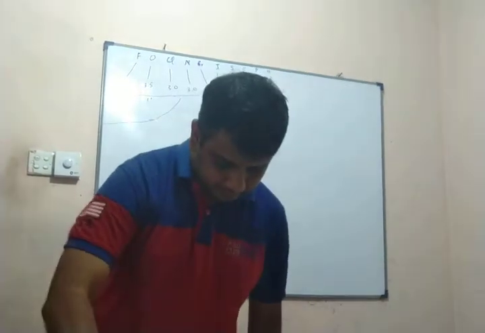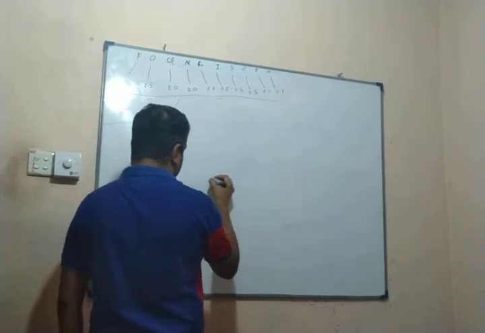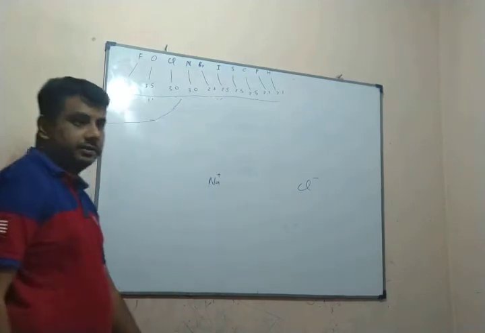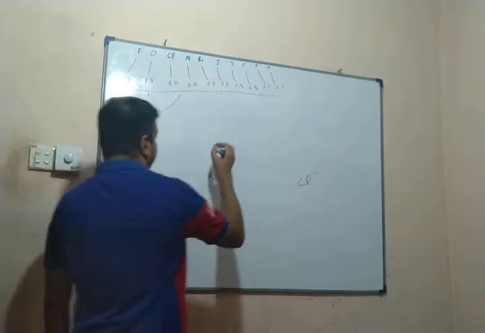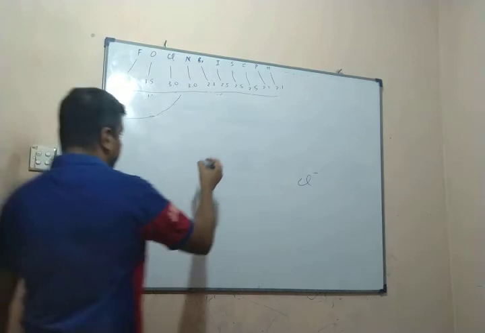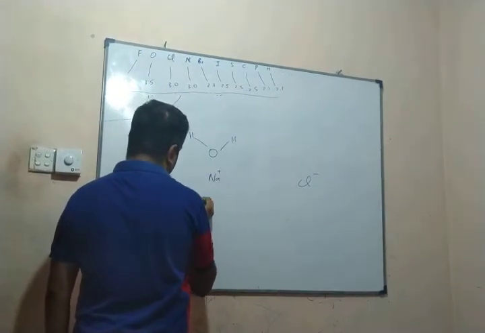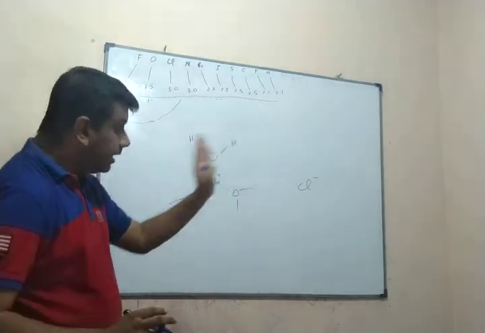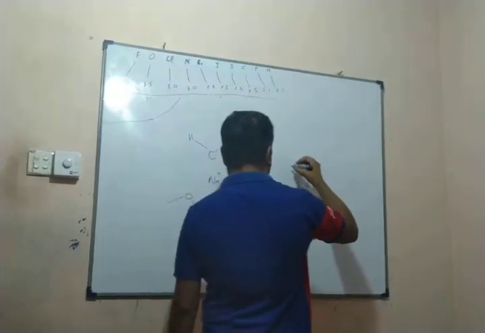So if it is sodium chloride, what will happen? Na plus, Cl minus. Around Na plus, water molecules will be surrounded like this, and around Cl minus, water molecules surround like this.